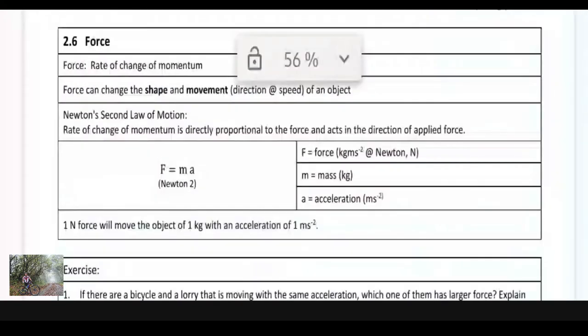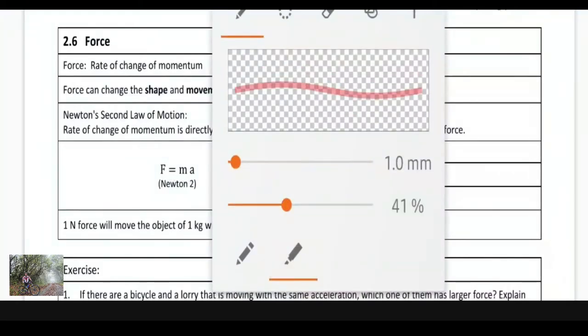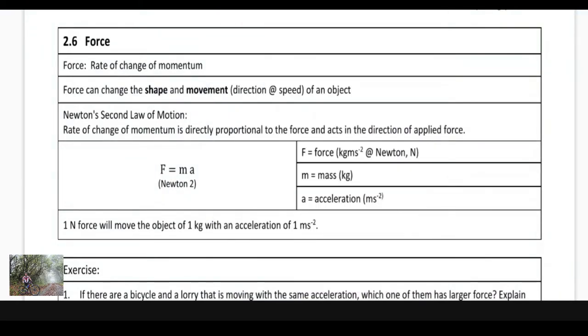Focus on force. Okay? So what is meant by force? Force is really the rate of change of momentum. You must know what is meant by change of momentum. Change of momentum is mv minus mu. So this is the change of momentum, and rate in a formula means divided by time. So this is the formula for force: (mv minus mu) over t.